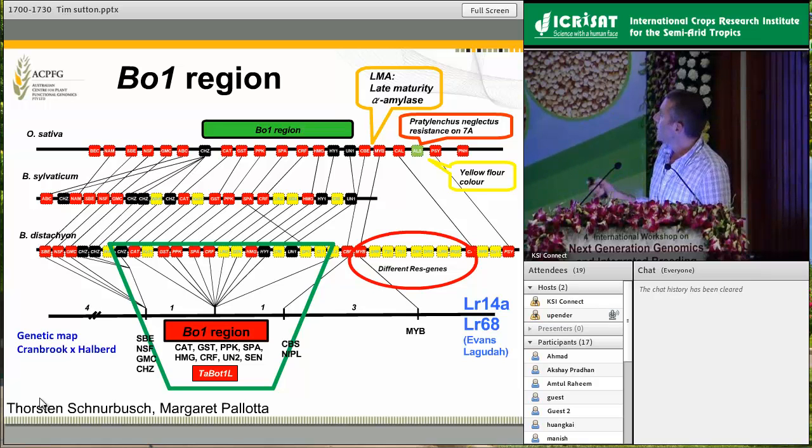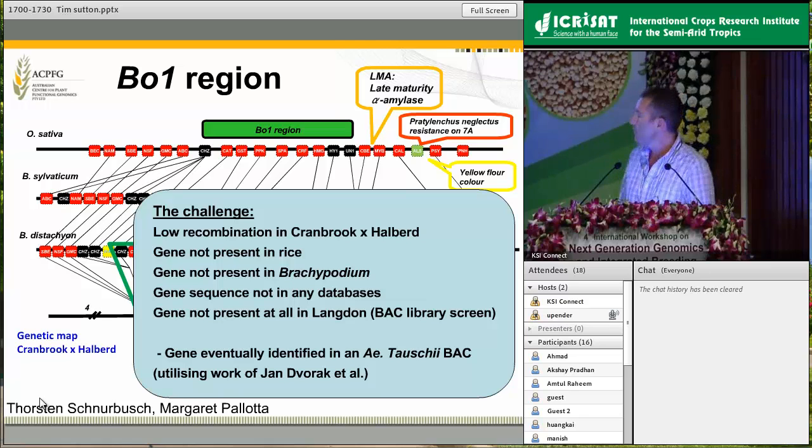I'll come back to this at the end, but it's a complex region on chromosome 7. There's a lot of things going on. There's a lot of different genes and loci involved. So that all sounds simple, but that actually took around 10 years to map that gene, and there are a few challenges that we hit along the way that I think illustrate the problems that this approach can have.